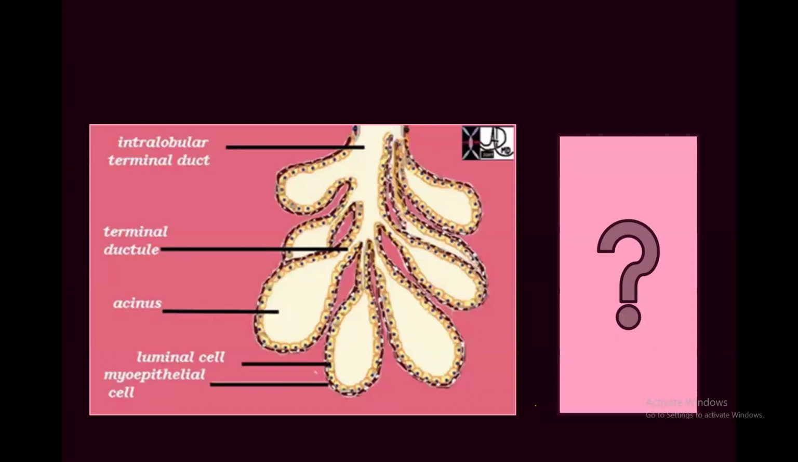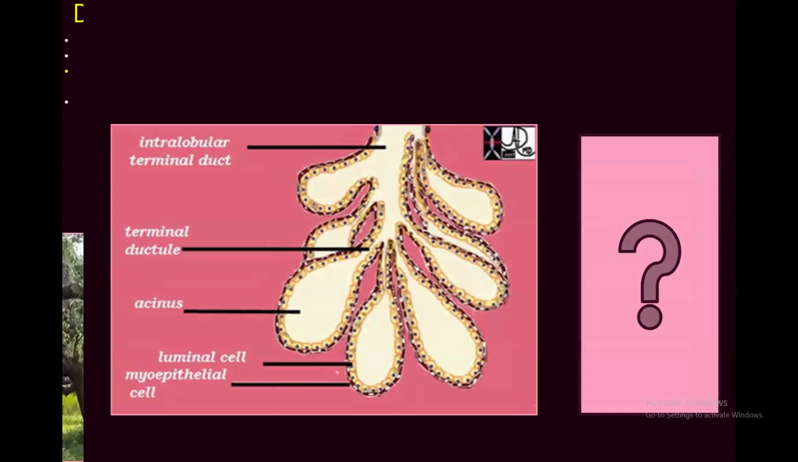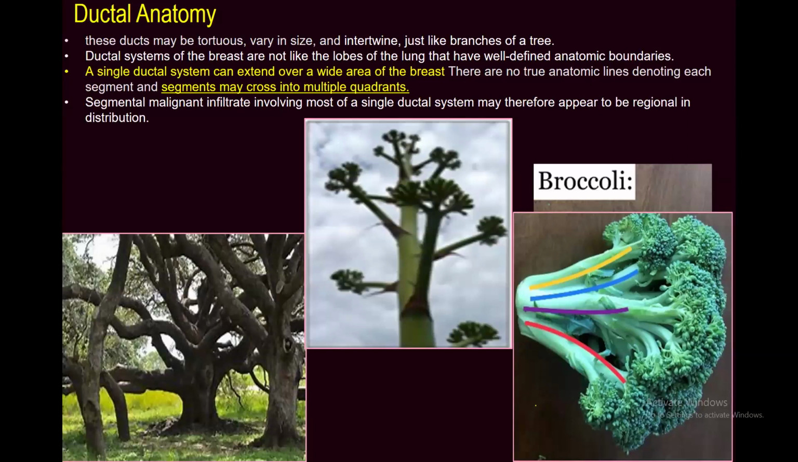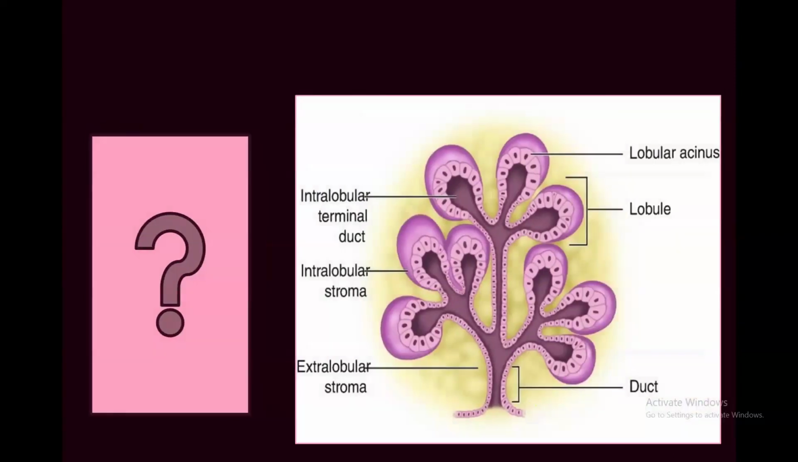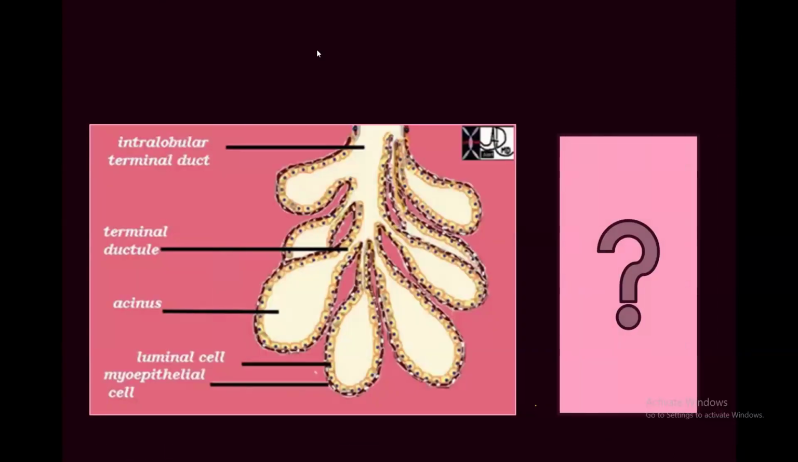What is this? What is this structure? What does it represent? We complete our discussion with this interdigitating ductal system. Let us just see what this is. What does this illustration represent? Okay. Lobule. Terminal duct lobular unit.